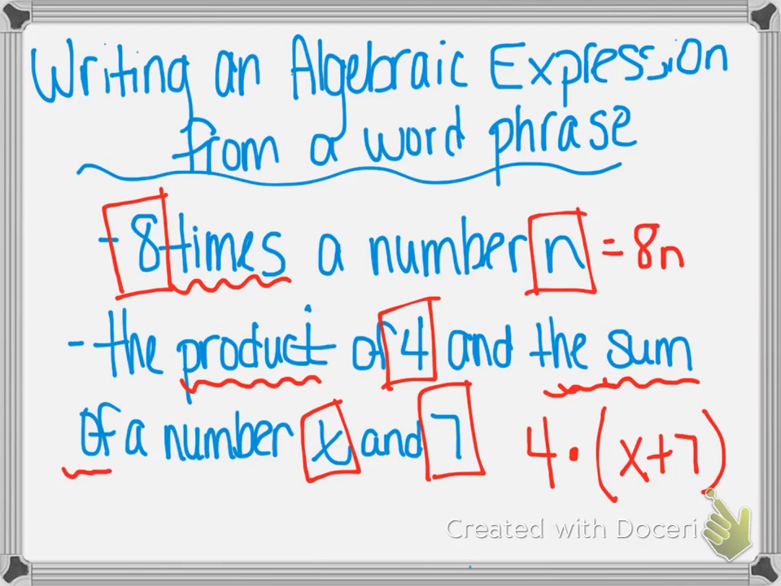Now, notice I do have a multiplication symbol between the 4 and the parentheses. Reminder, you can also write this without a multiplication symbol. And again, this is how you're going to be seeing it. The 4 is going to be next to it. That is also an acceptable answer for this example.